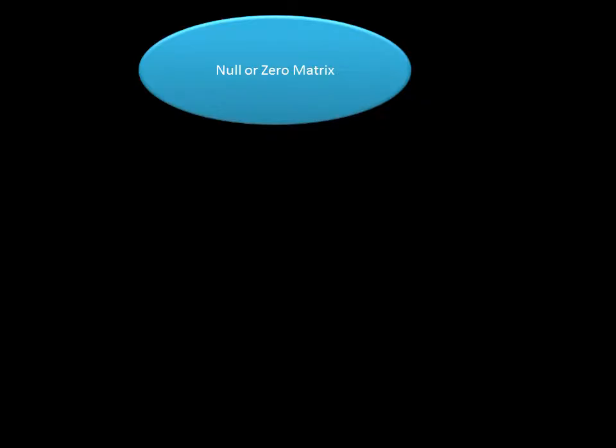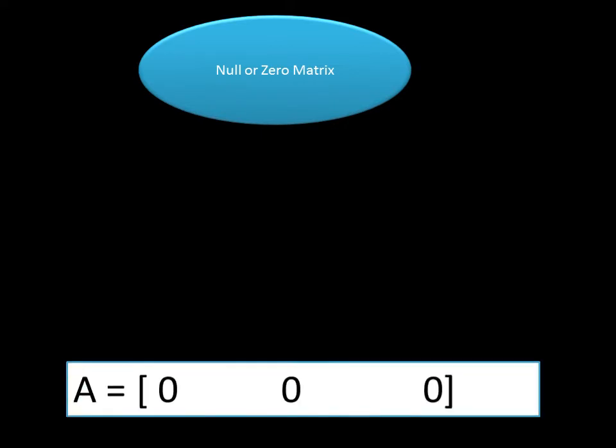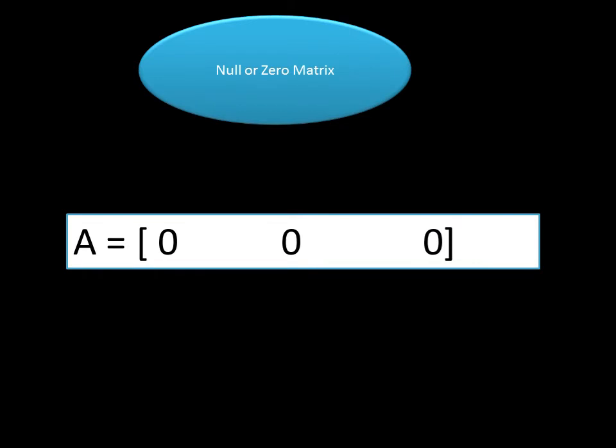Now I explain the zero matrix, which is also called the null matrix. A matrix is said to be a zero matrix if all of its entries are 0. For example, in matrix A, all the elements are 0, so matrix A is called a zero matrix. There may be as many rows and columns as required, but it doesn't matter how many rows and columns there are. The condition is that all the entries in the matrix must be 0. So we can say this type of matrix is a zero or null matrix.